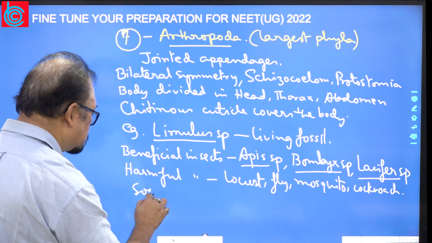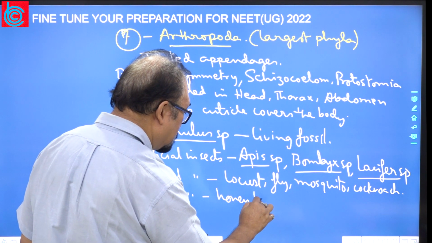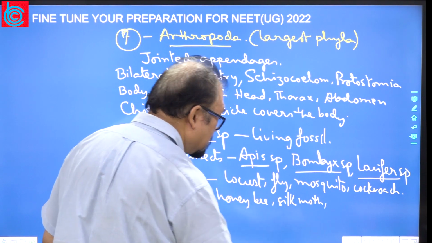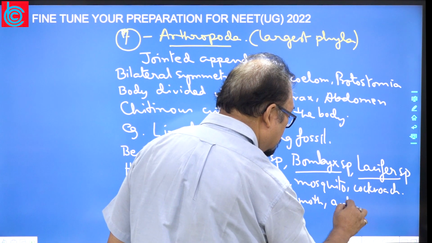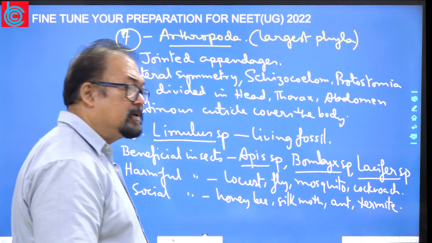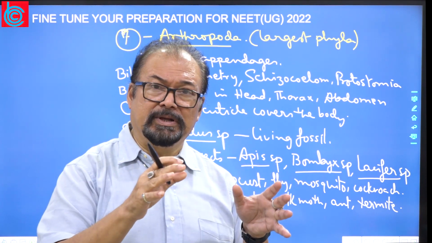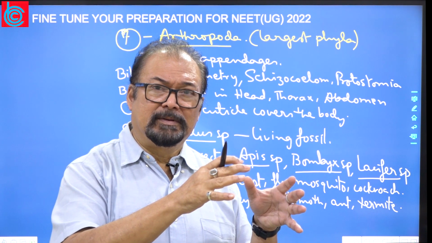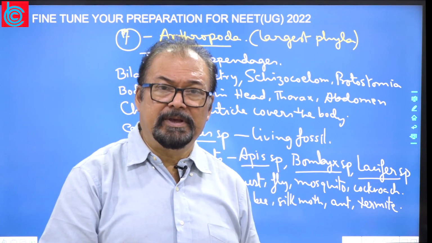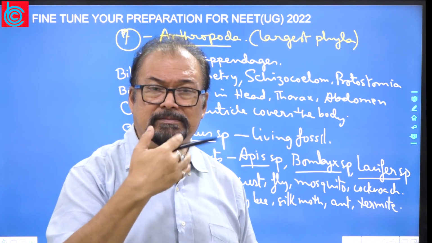Social insects: honeybee, silk moth, ants, termite. They are examples of the social insect. They have the social organization. If you remember, in the honeybee colony, a single queen can be there, many male haploid, and remaining all are the female, which are the worker bee. Right? Similarly, you will find in the silk moth, they also have the social organization.